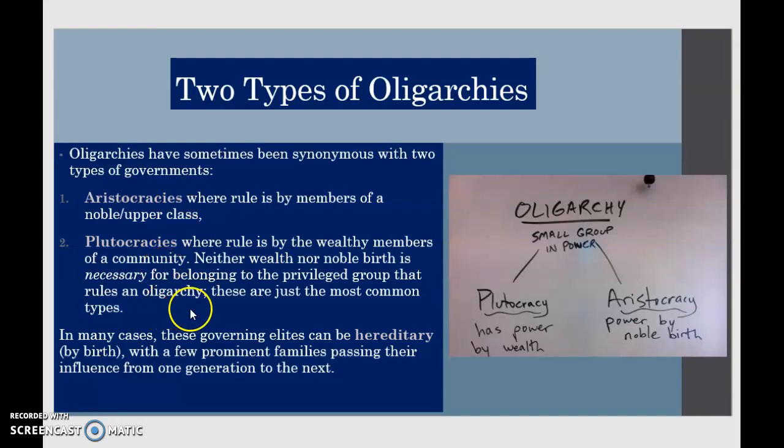So in many cases, these governing elites can be hereditary. They can be passed down through families, either through nobility, right? If you're in, or through wealth. And usually there's a combination of those things.